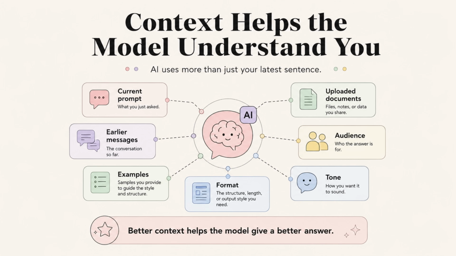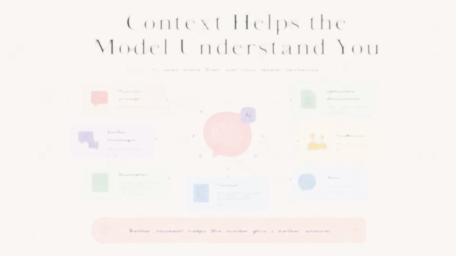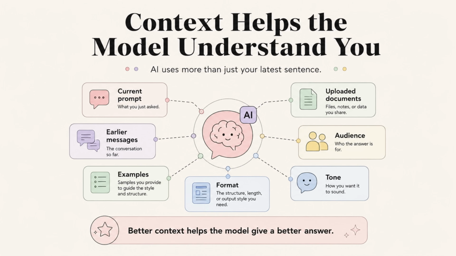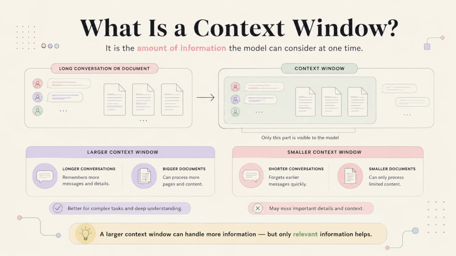Context helps the model understand you. The model does not work only with your latest sentence, it also uses the context available to it. Context may include your current prompt, earlier messages, examples, uploaded documents, your intended audience, your preferred tone, and the output format you requested. The amount of information the model can consider at one time is called its context window.